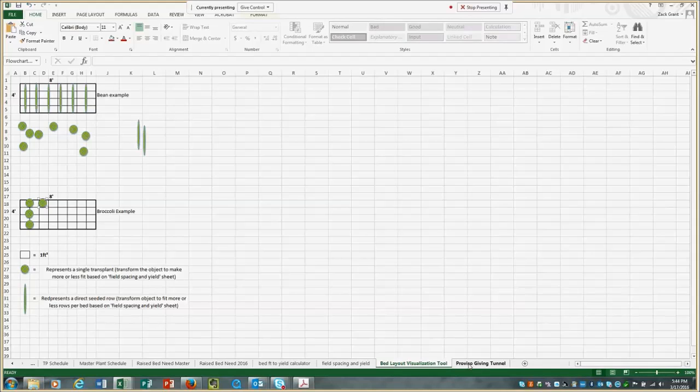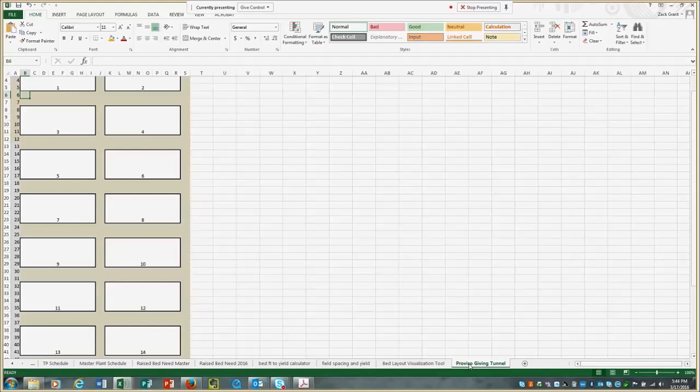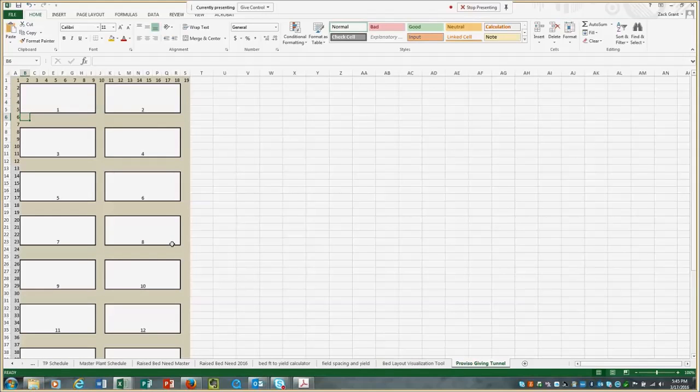And then this last sheet that I have is the proviso growing tunnel. Again, I just showed you guys this. This was just a map of this particular site where I know I have 18 raised beds, okay? And this is just a blank template. You could use this as a record keeping tool as well.